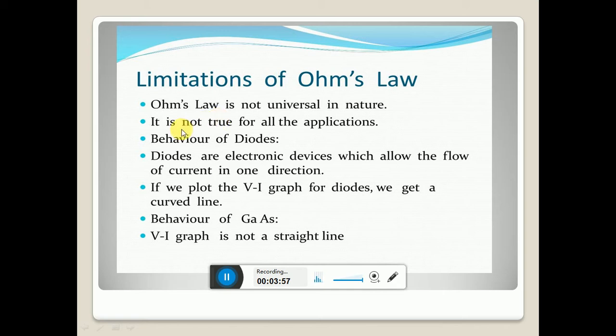Next one, it cannot be applied for different types of semiconducting devices. These diodes are called semiconducting devices. Diodes do not obey Ohm's law. If you plot a V-I voltage-current graph for the diode, it will not be a straight line. Instead of a straight line, it is a curve. We are going to see this in the next slide.